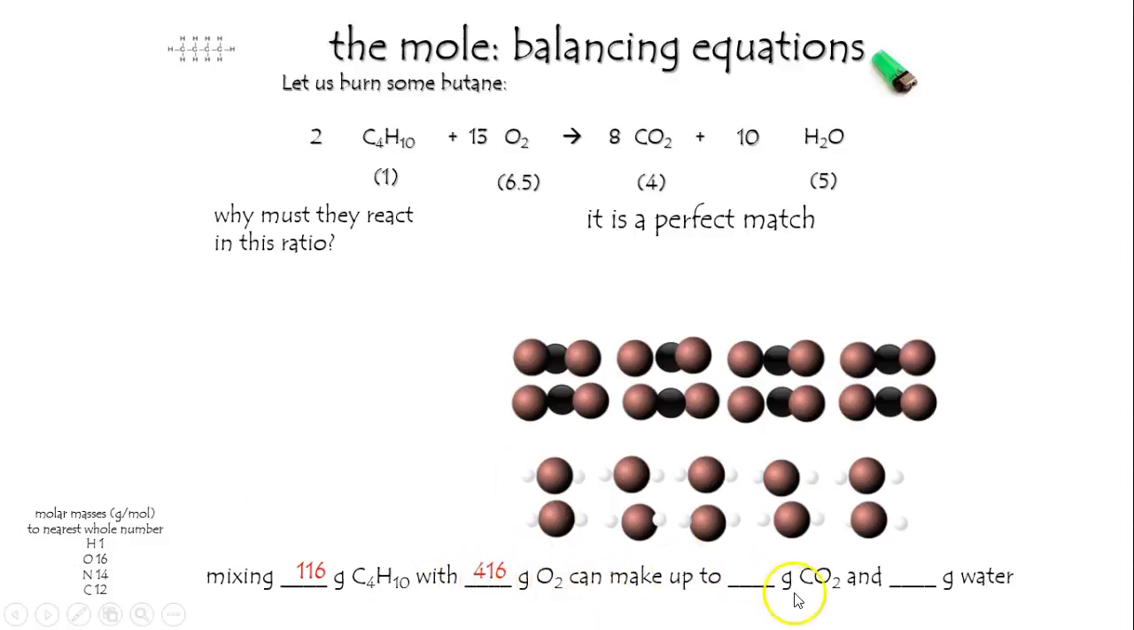That will make up to how much carbon dioxide? Well, let's add it up. 8 moles. Each mole has what mass? 12 for the carbon and 32 for the oxygen. That would be 8 times 44, which is 352 grams. That's how much CO2 this will produce. And how much water? It's handy to recall that water is 18 grams per mole. 1 for each hydrogen and 16 for the oxygen. 18 times 10 is 180.